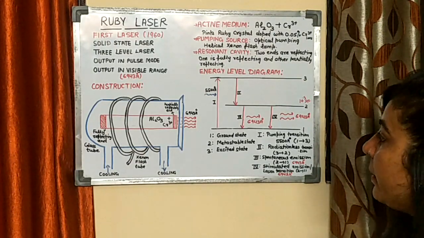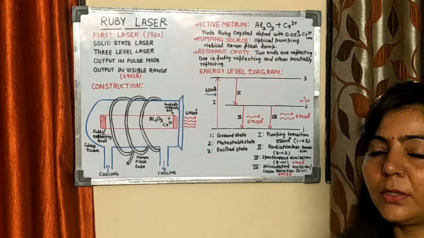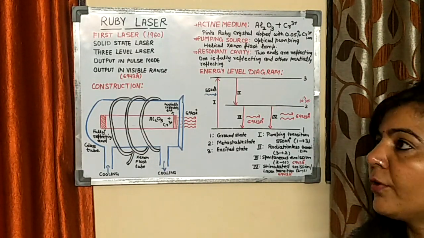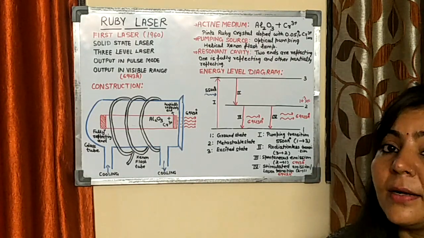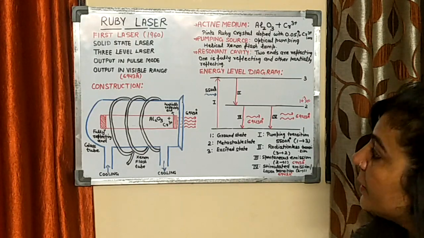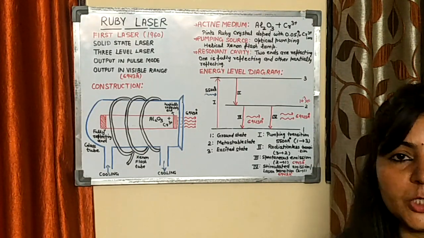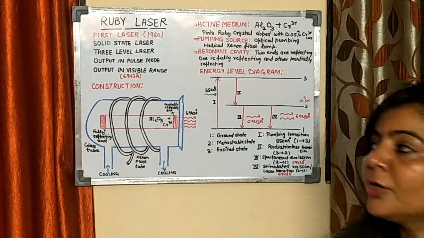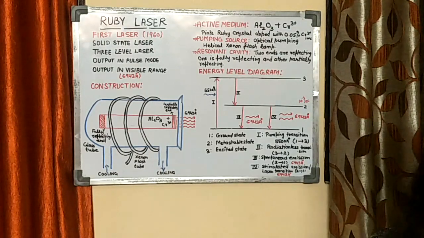And there are tremendous applications of this Ruby laser in different fields. For example, in material processing, like in laser cutting, laser welding and drilling, Ruby laser is utilized. This Ruby laser is also used in the construction of holograms. So this Ruby laser has different applications in different fields.